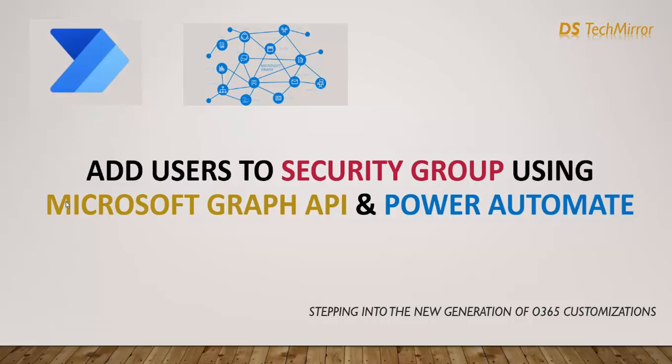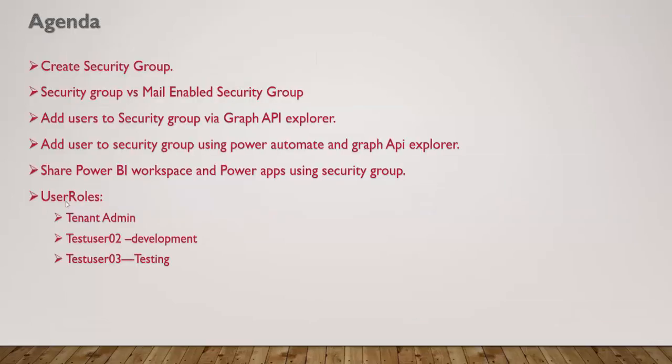Topic for today's video is how to add users to a security group using Microsoft Graph API and Power Automate. In today's video, these are the things which we are going to learn. We will see how we can create a security group. Then we will see what is the difference between a security group and a mail enabled security group.